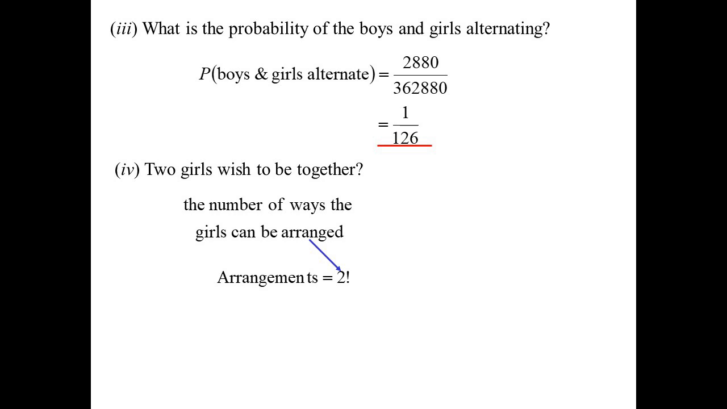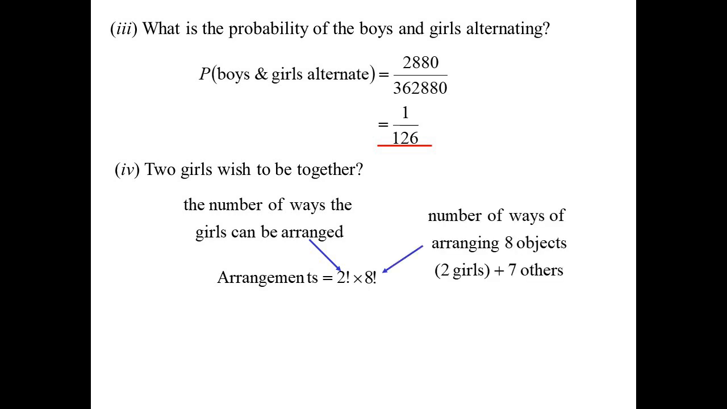So 2 factorial now becomes times 8 factorial, because I'm no longer arranging 9 objects. I'm now arranging 8 objects: that group of 2 that have to stick together and the other 7. So 8 objects I'm arranging, 8 factorial. 2 factorial times 8 factorial, there it is, 80,640 ways of doing that. Alright, so that is if I use all of them.